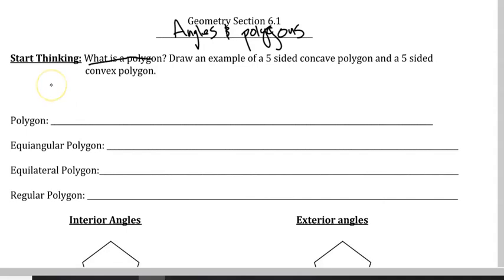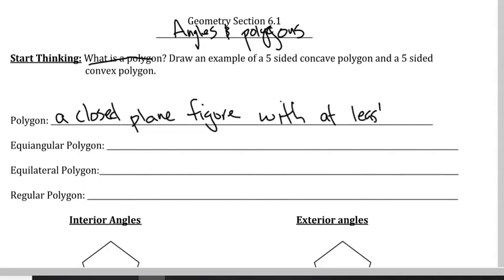A polygon is going to be a closed plane figure with at least three sides. Okay, what does it mean to be closed? Here is an example of something that is not closed. See how it's not closed? And then here's an example of something that is closed. It doesn't have that gap in there. Okay. The other thing here is that all the sides of a polygon are going to be straight. Right? Three straight sides.